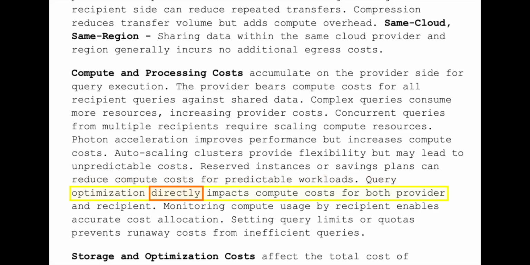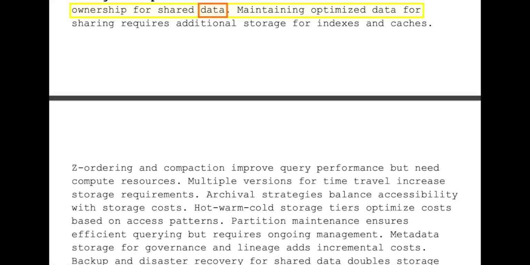Query optimization directly impacts compute costs for both provider and recipient. Monitoring compute usage by recipient enables accurate cost allocation. Setting query limits or quotas prevents runaway costs from inefficient queries. Storage and optimization costs affect the total cost of ownership for shared data.